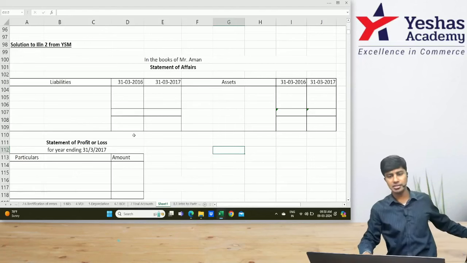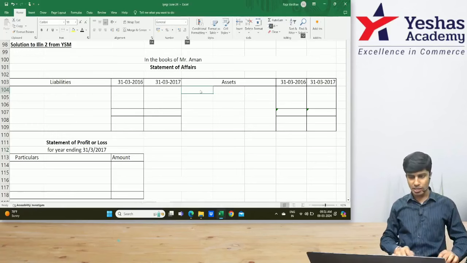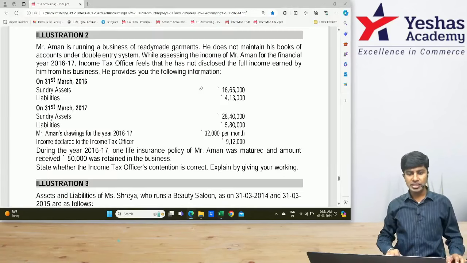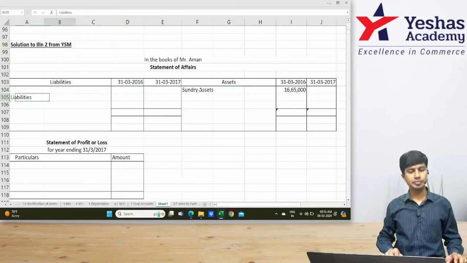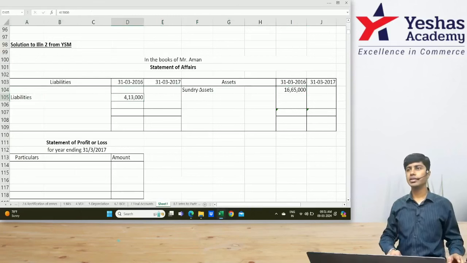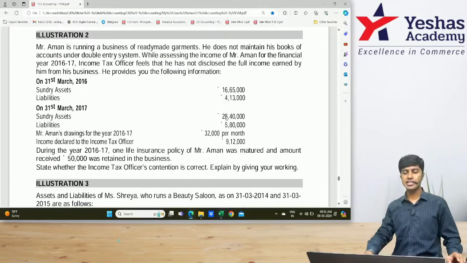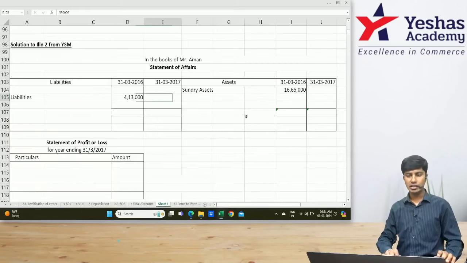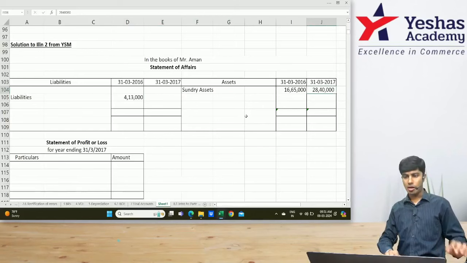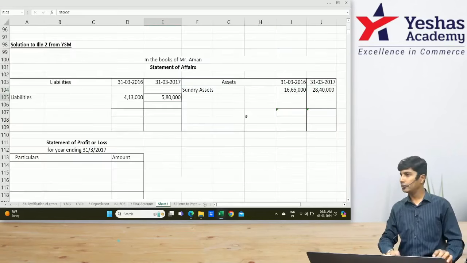Very simple, guys. Again, statement of affairs. What do we know? Assets: how much are the assets? 16,65,000. Then we have liabilities. How much is liabilities? 4,30,000. Wait. After this, we again have assets and liabilities as on 31st of March 2017. How much is asset? 28,40,000. How much is liabilities? 5,80,000. Correct?